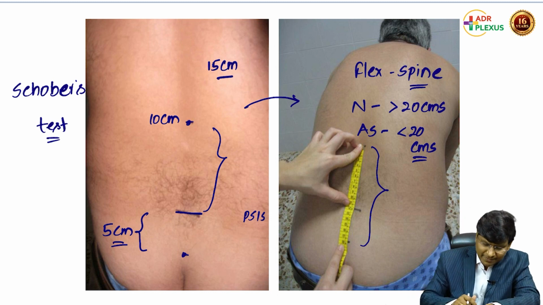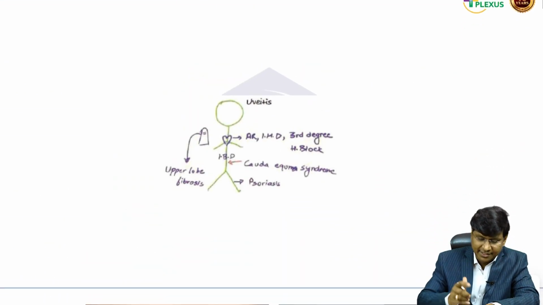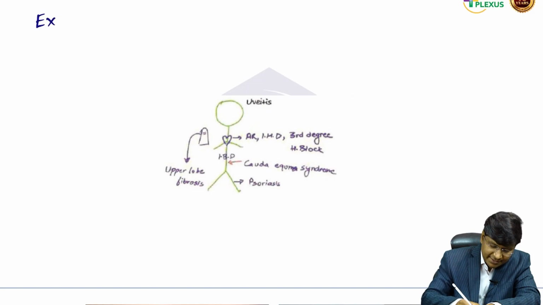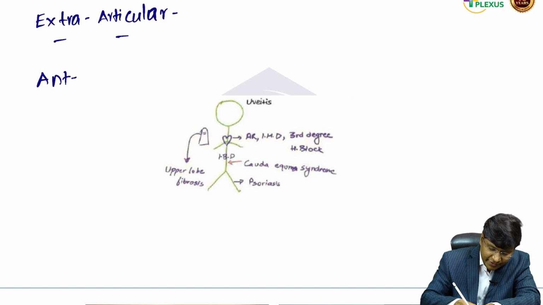Now, followed by that, you take the extra-articular manifestations in patients with ankylosing spondylitis. The most common extra-articular manifestation, which I have already discussed, is the anterior uveitis.